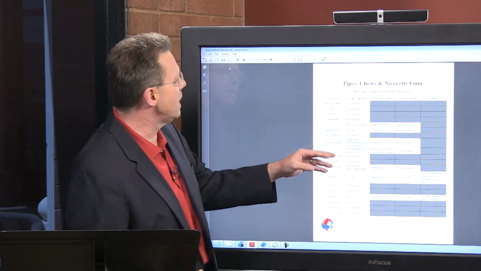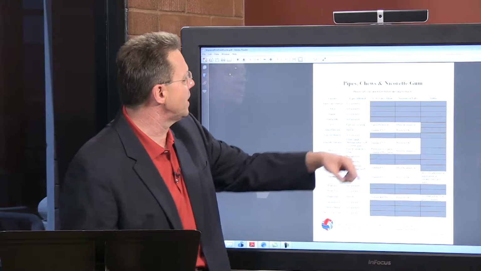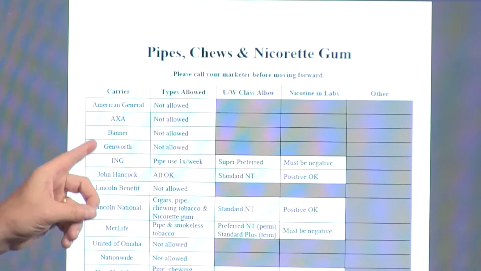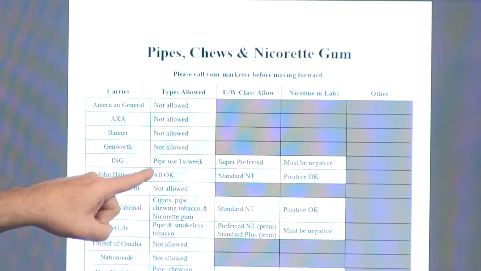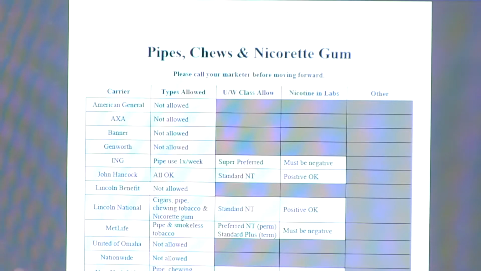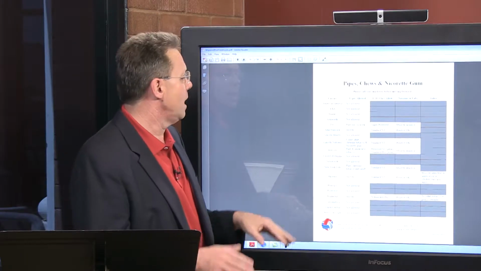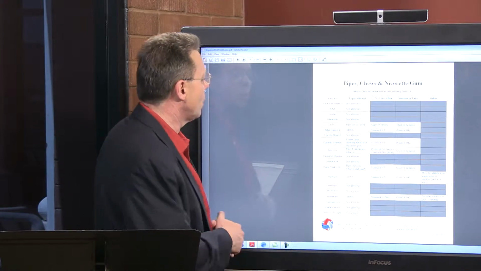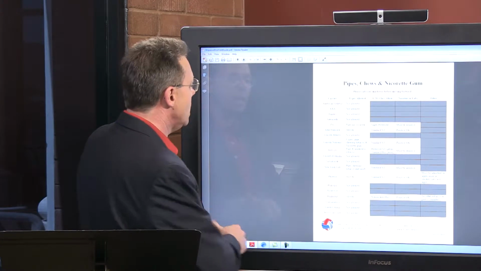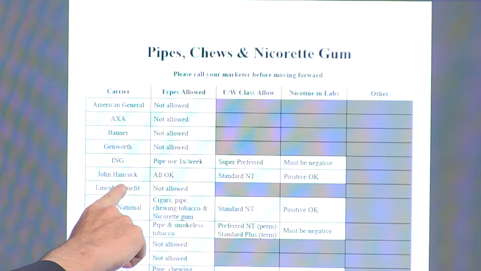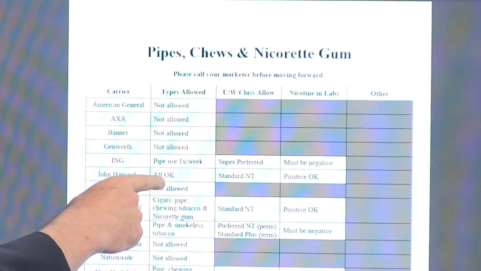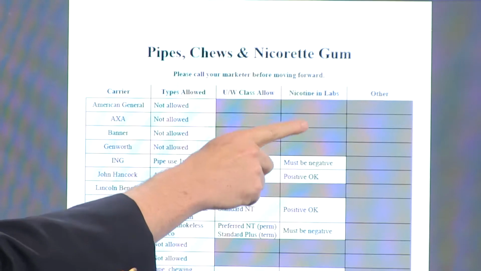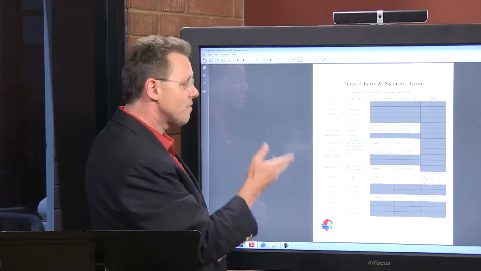And now I look at this and say, who allows what and what classification? So I put all 3 on this grid, and I notice that if you want to get any of these classifications, several of these carriers say we don't allow any pipe, chew, or Nicorette gum. We just don't allow it for you to get any classification outside a smoker classification. So when I look at that, I say, okay, that's fine, I can live with that. Then I see, look at this, John Hancock, as an example again, is very good. They say we'll take all of these 3 and you'll be standard non-tobacco. If there's nicotine in the labs, that's okay. So sometimes I have to look to them.